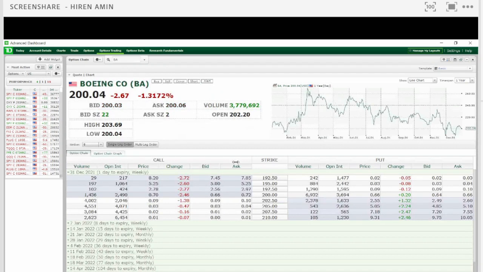So whatever's easier on your eyes, you can do that right there. You'll also notice this buy, sell, cover, short alert. So you can set up the buys and sells right here.